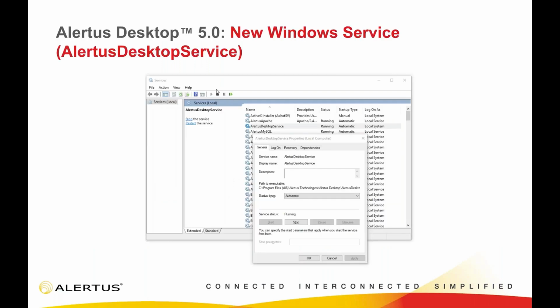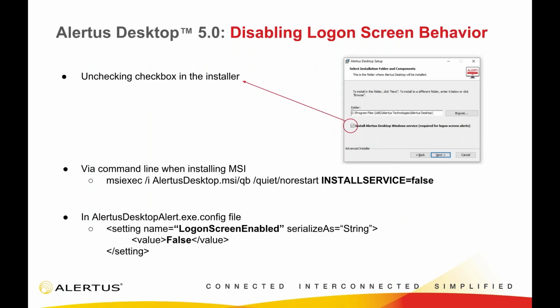As far as the Windows service that this actually utilizes, this is a screenshot of the installation and actually adding this service. Gary, if you want to expand on this a little more, feel free. Yeah, so essentially we have a new Alertus desktop service that is created as part of the installer, and that's what controls the logon screen behavior. So this is just a screenshot of what you'll see after upgrading. And I believe the next slide shows you if you were to disable this feature and you didn't want to have the actual logon screen alerts, you have some options here. If you want to continue that, Eric.